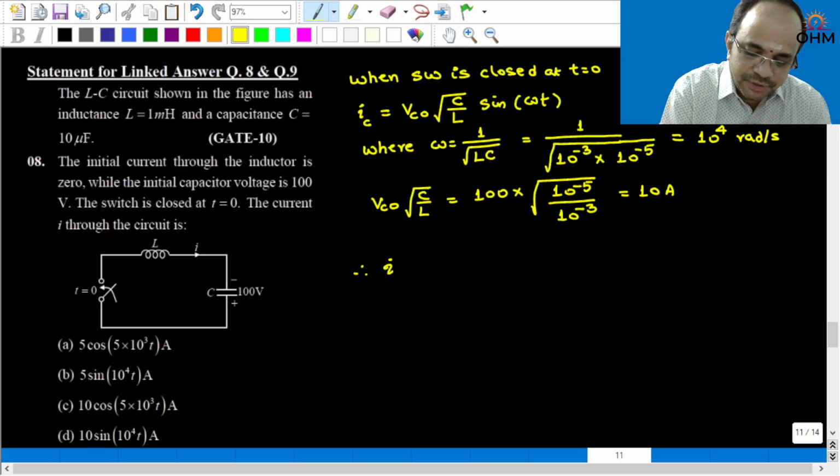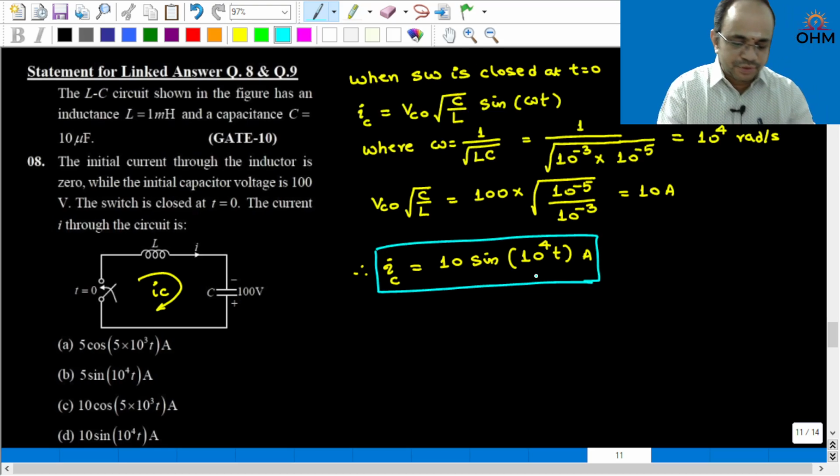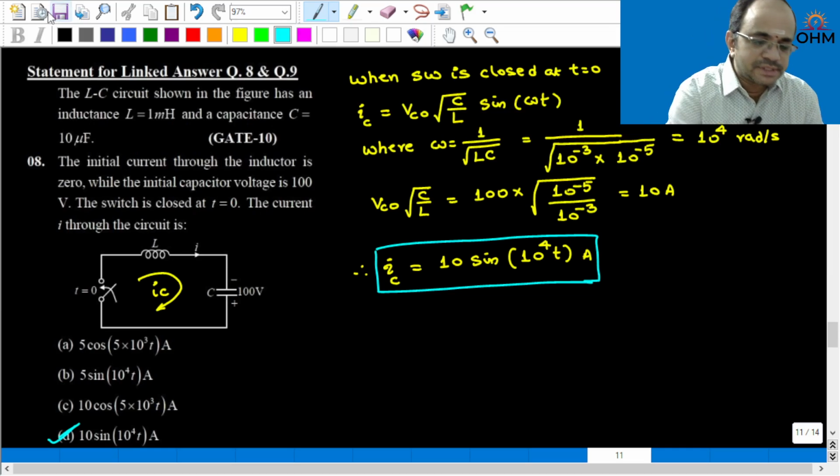Therefore, the expression for capacitor current, that means IC, is equal to 10 sine of 10 power 4 t in ampere. So, which option is matching here? Option D is matching: 10 sine of 10 power 4 t in ampere. So, this is the question.